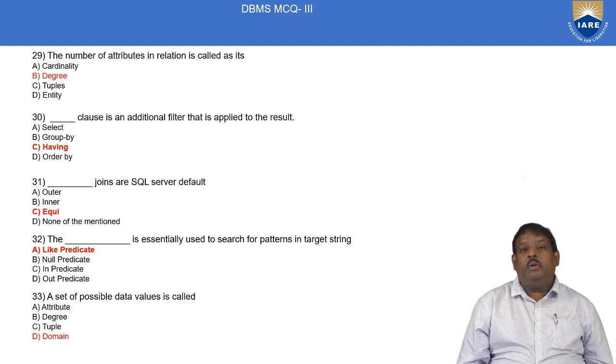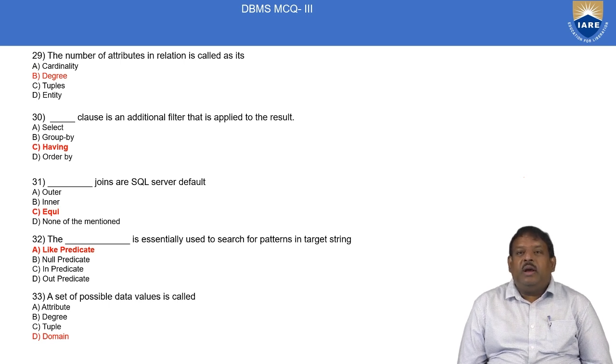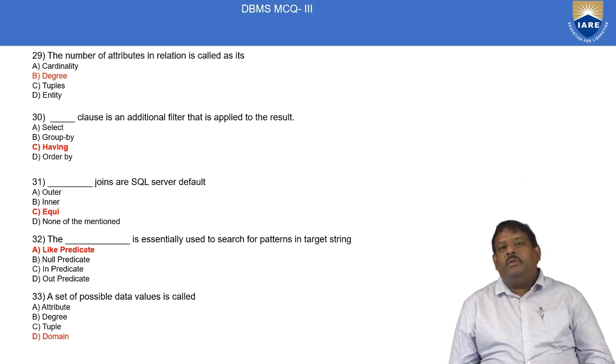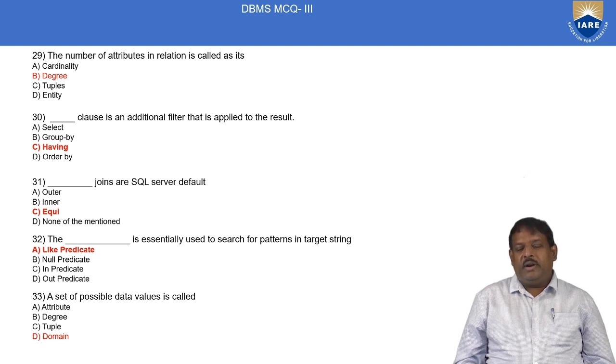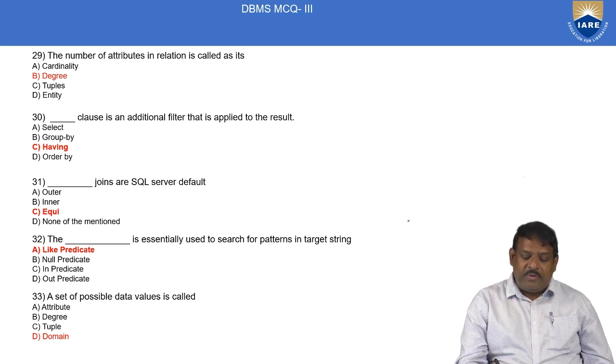What clause is an additional filter that is applied to a result? Select is not an additional filter because select is a default keyword. Group by is not an additional filter. Having clause is an additional filter. Order by is not a true additional filter; order by only sorts the data. And group by will not sort the data, it will display the data as per some group. The select statement is not going to be an additional filter. So the additional filter is the having clause.